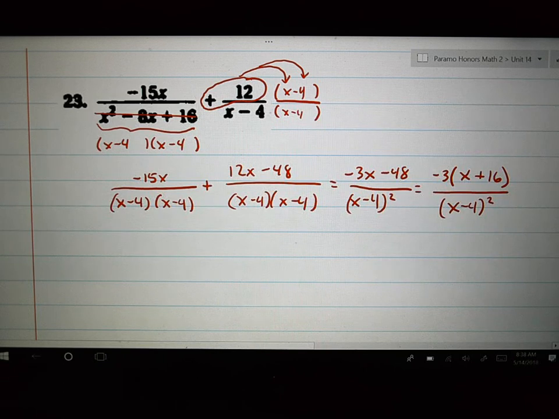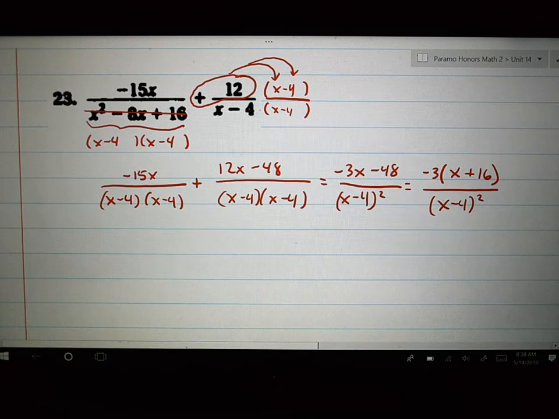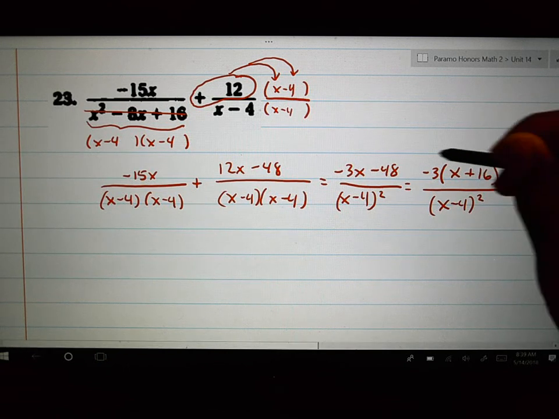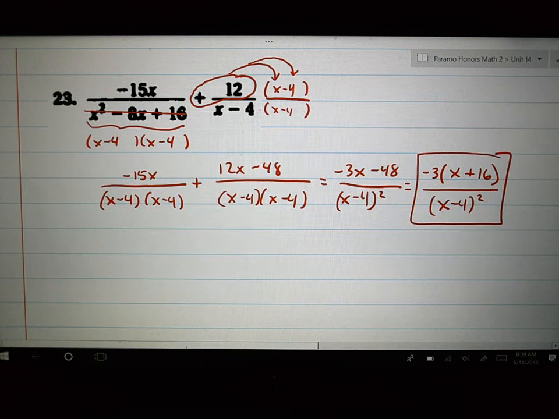And what I'm looking for is, will this reduce after I'm done? Sometimes it will, and sometimes it won't. In this case, since this doesn't factor further, it's not a perfect square or a difference of squares, this is my final answer. I recommend leaving all your answers in factored form. It will make your life easier, and it shows me that you tried to see if it could reduce. We'll stop your notes right there.